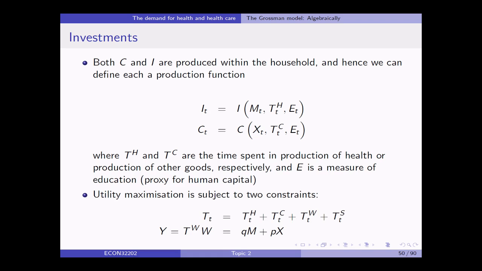One limitation of this setup is that the model assumes that these are mutually exclusive. So time spent investing in health, TH, can't be spent working, for example. But you can think of examples of jobs that are health promoting or health reducing. So actually TW and TH could be related. But in this model we just assume that you have a mutually exclusive choice. You do either one thing or another, you can't do both.